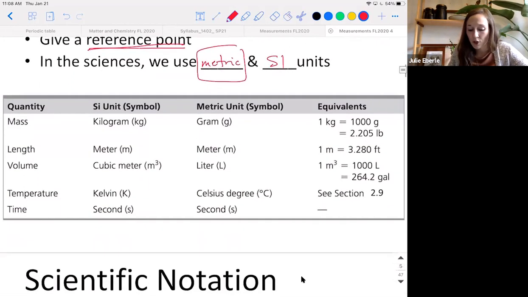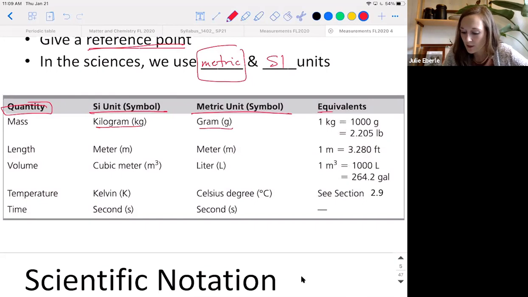Here's a table just to show you the units for the SI system, and sometimes they're different from the metric system, depending on what you're talking about. So here's the quantity that we're talking about. For mass, the SI unit is the kilogram, but for us, the metric unit is just the gram. So what is the difference between a kilogram and a gram, you may wonder?